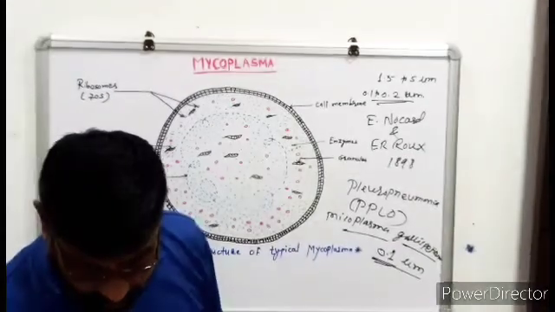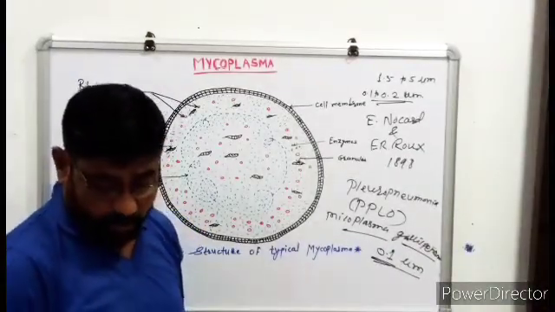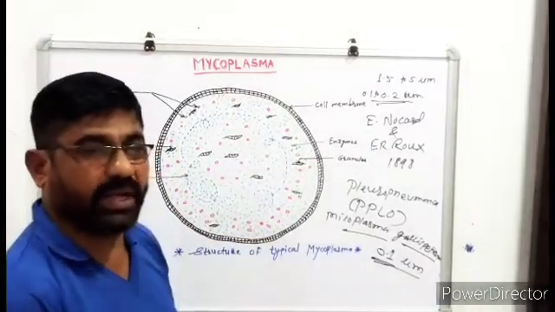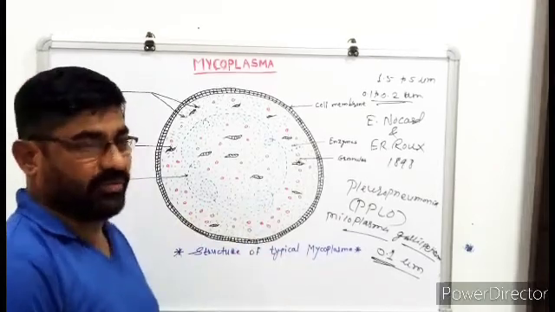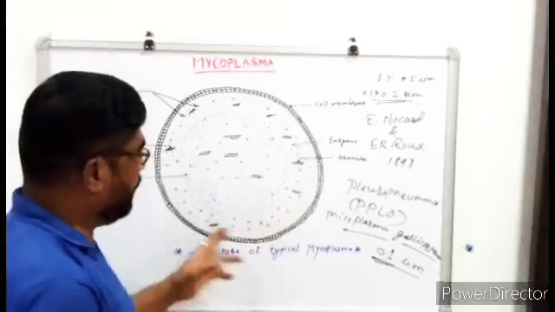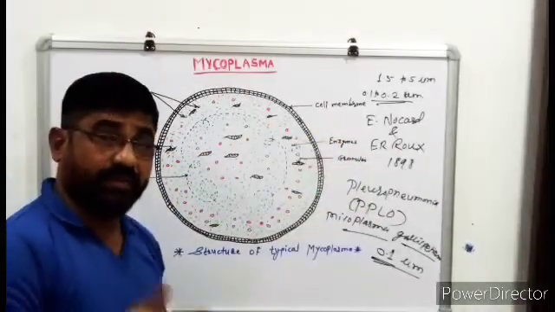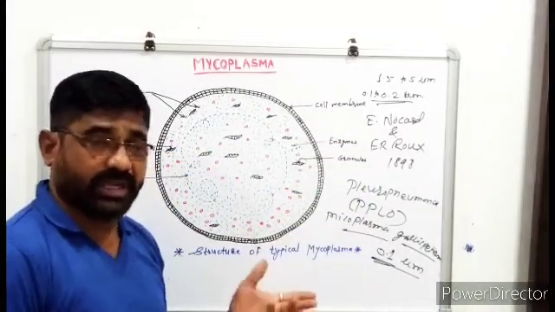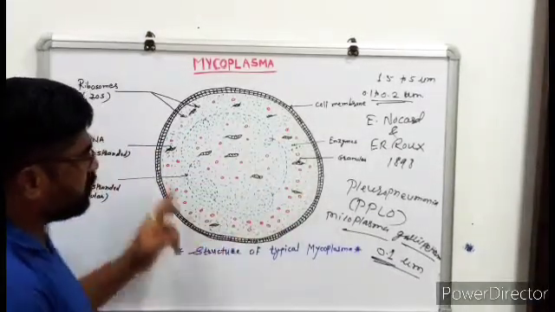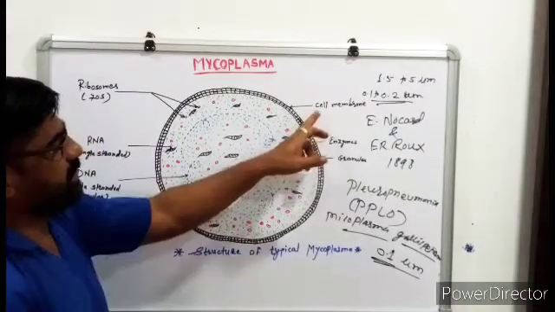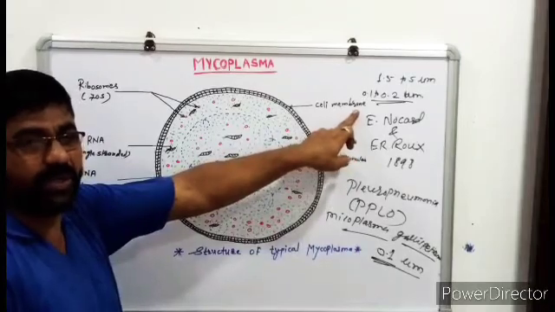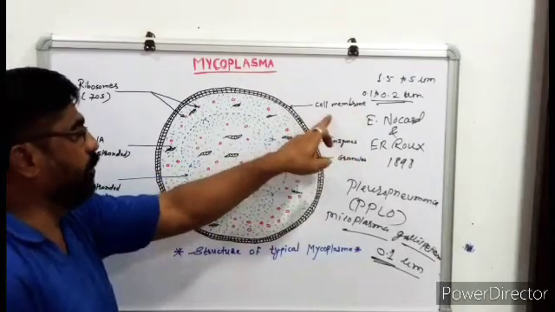Mycoplasmas pass through the bacterial filter and are not filtered out, so detecting them is not easy. These minute bacteria cause various diseases to plants as well as animals. As far as the structure of the mycoplasma is concerned, as we see here, there is a cell membrane, the plasma membrane, with glycoproteins as well as lipoproteins.